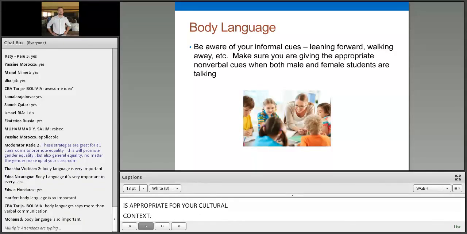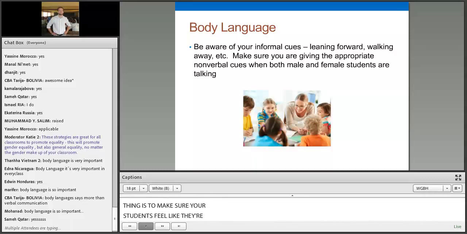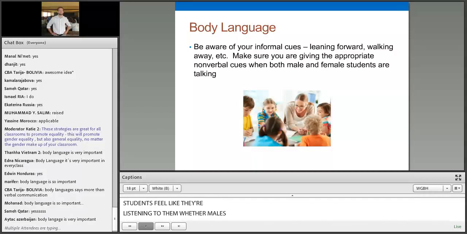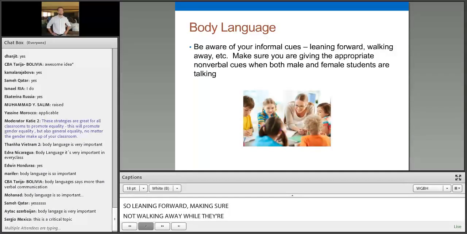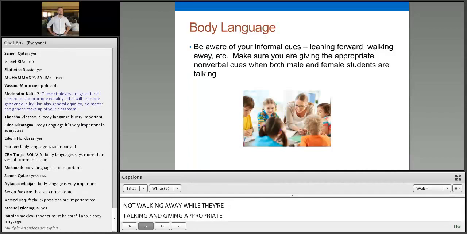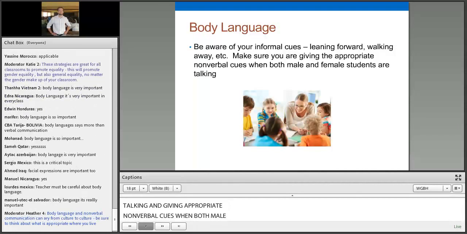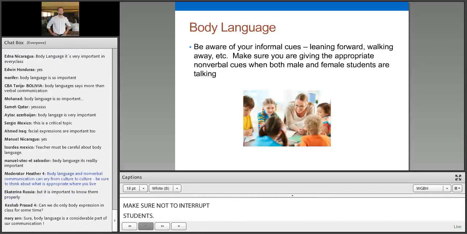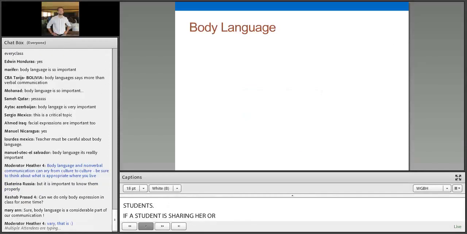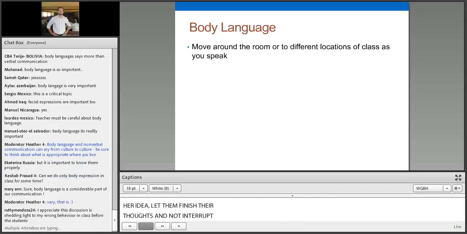But the important thing is to make sure your students feel like you're listening to them, whether they're males or females. So this can be leaning forward, making sure to not walk away while they're talking, and giving the appropriate nonverbal cues when both male and female students are talking. Also, make sure to not interrupt students. If a student is sharing his or her idea, let them finish their thoughts and not interrupt before you bring up another point.